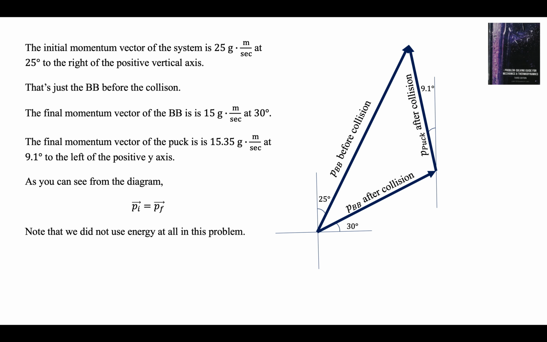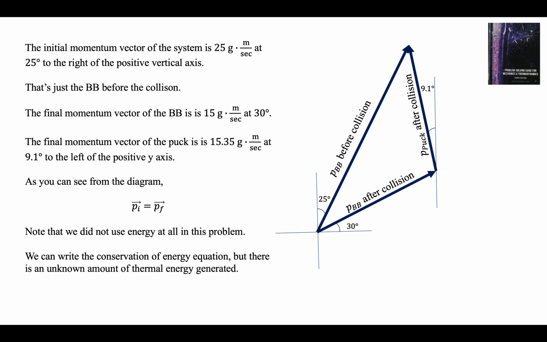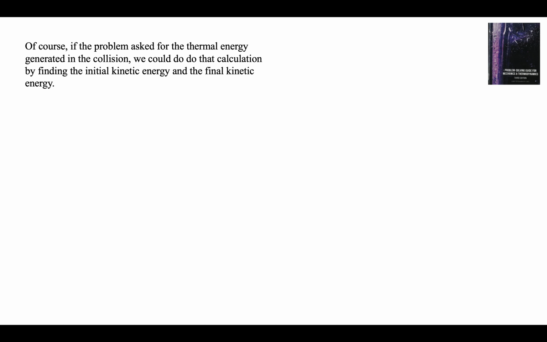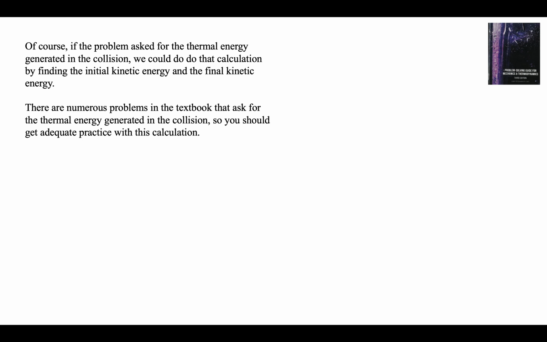We didn't use energy at all in this problem. We can write conservation of energy, but there's going to be some thermal energy generated during the collision. So we can add another equation, but we add another unknown as well, and that doesn't help. Adding another equation with another unknown doesn't help unless they ask specifically for the thermal energy generated. We could do that. There are numerous problems in the textbook that ask for thermal energy generated. You should be able to know how to do that.